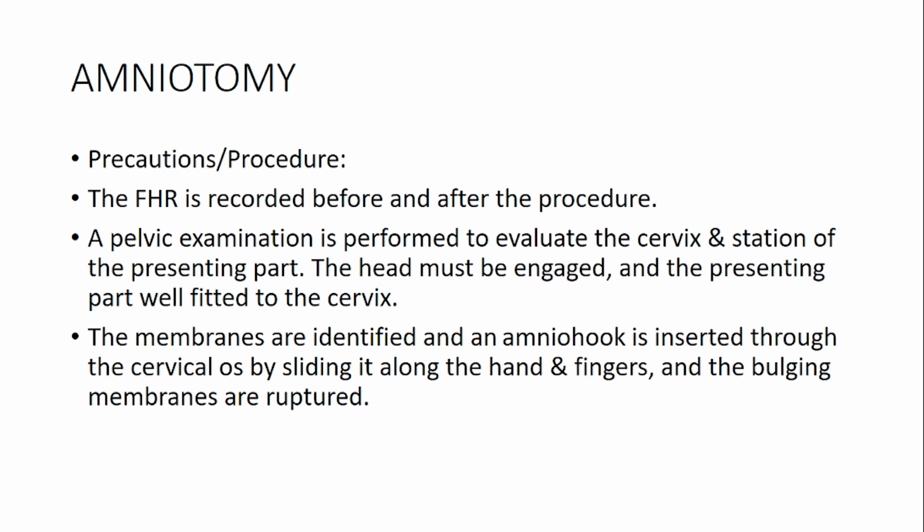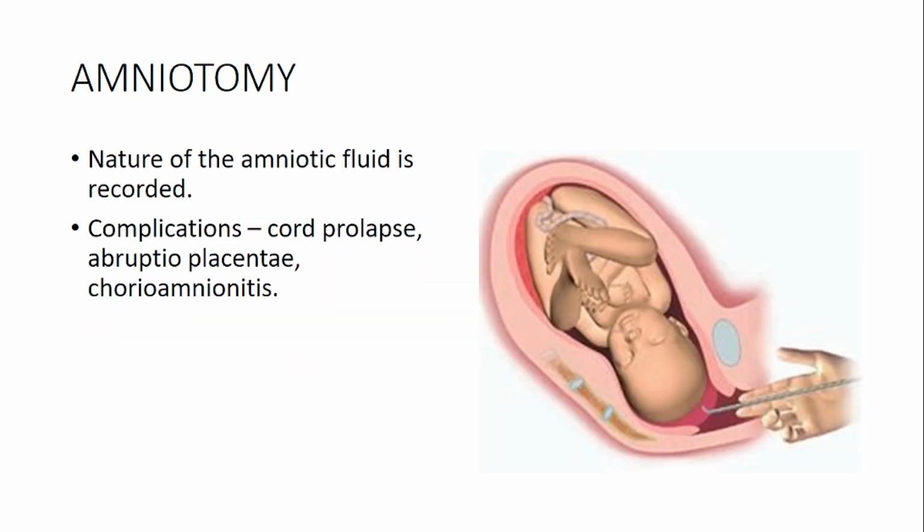The membranes are identified, and the amnio hook is inserted through the cervical os by sliding it along the hand and fingers, and the bulging membranes are ruptured. This is the procedure of doing the amniotomy. You can see the two fingers guiding the amnio hook or Kocher's to reach the bulging membrane, and with the amnio hook you just puncture it, and the fluid starts to come out.